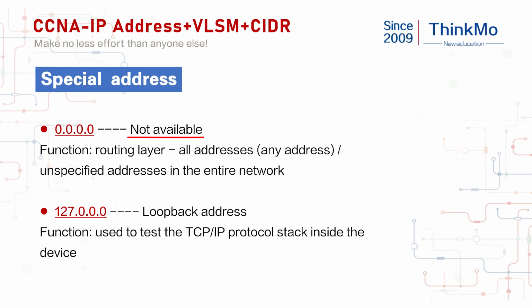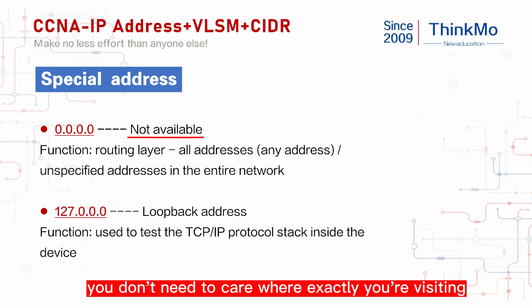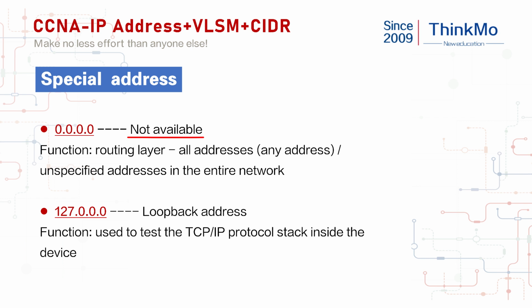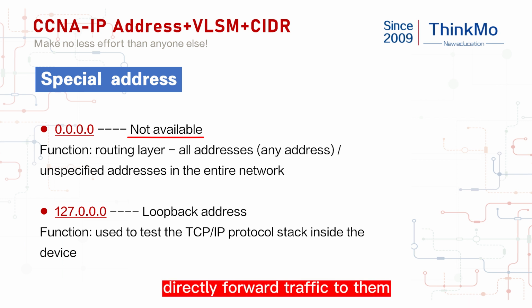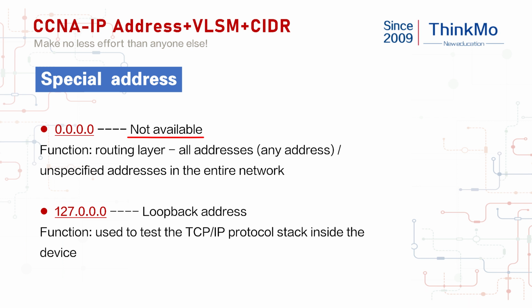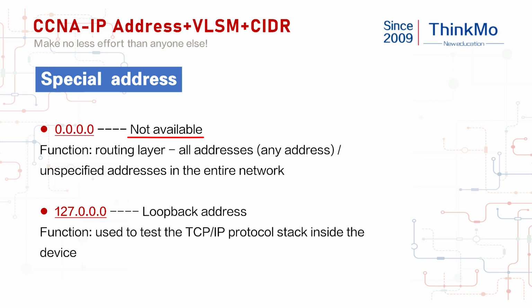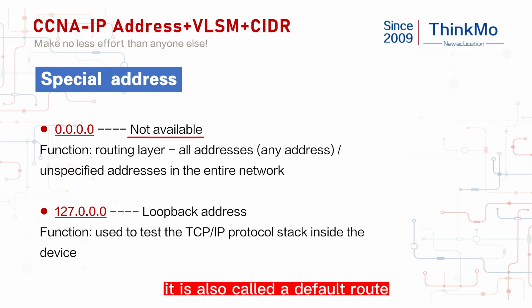That is, you don't need to care where exactly you're visiting. As soon as you receive data, use the public network to directly forward the traffic. So for all this traffic, we can use four zeros to represent it. That is to say, we use four zeros to replace all addresses on the entire network. It is also called a default route.